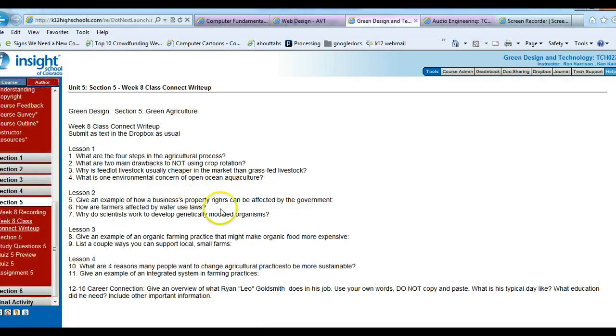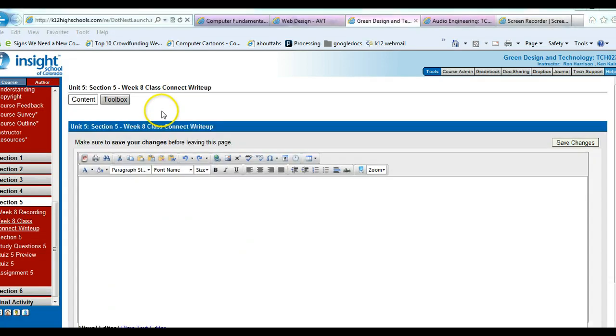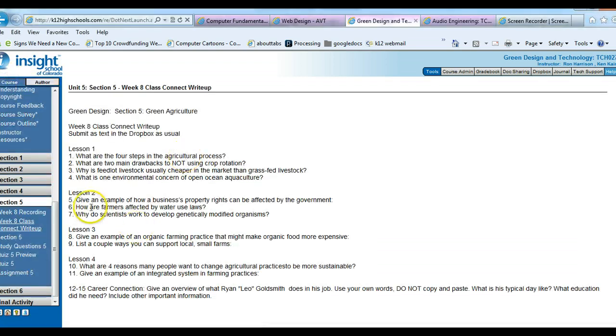Okay, lesson 2, example of how business property rights can be affected by the government. I have a misspelling there, so I'm going to go ahead and fix it while I'm here. Property rights. There, got that fixed. So again, example of how business property rights can be affected by the government. How are farmers affected by water use laws? And why do scientists want to develop genetically modified organisms?